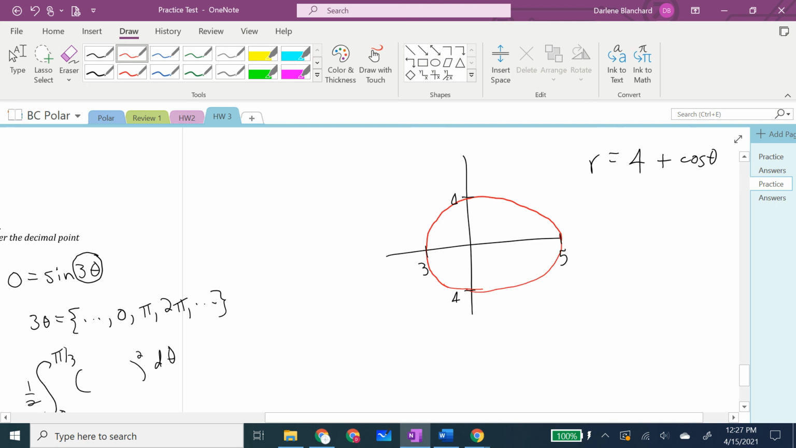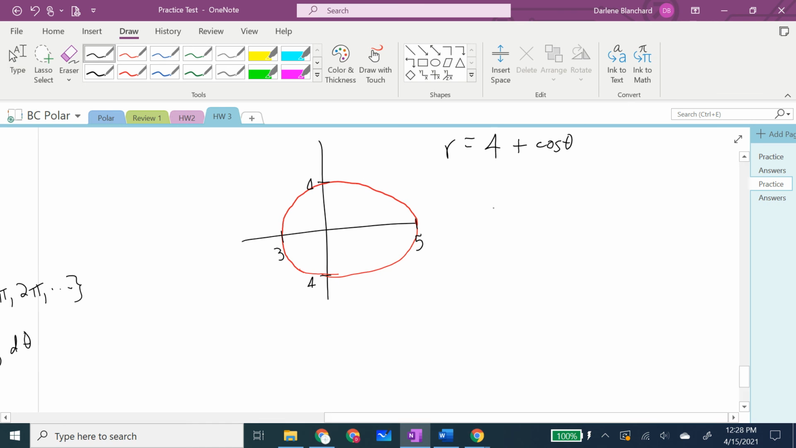Not terribly exciting. But if you were asked to find the area inside that graph, you're just going to integrate from 0 to 2 pi flat out, 1/2 r squared d theta. However, you can integrate from 0 to pi and not have the 1/2. But make sure you've got the symmetry right.